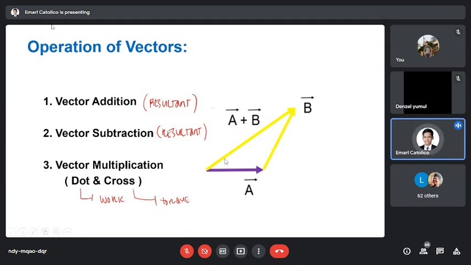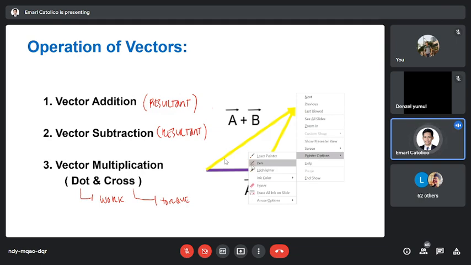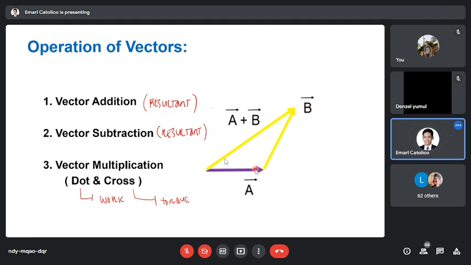So, meron tayong vector A and vector B dito sa ating diagram. Ang ginamit dito is polygon method. I hope familiar kayo dun, no? Isang way ng pag-solve sa engineering mechanics is the polygon method wherein yung resultant mo, yun yung magsasara ng polygon mo. Kung marami kang forces, let's say dalawa lang to, yung resultant mo dapat yung mag-close ng polygon. So, yun yung polygon or graphical method.